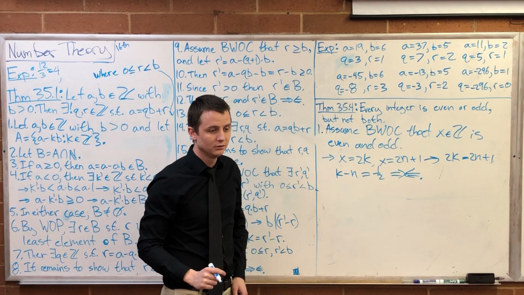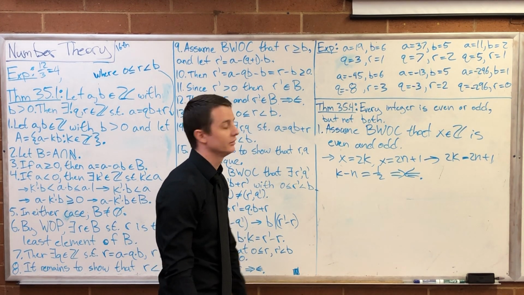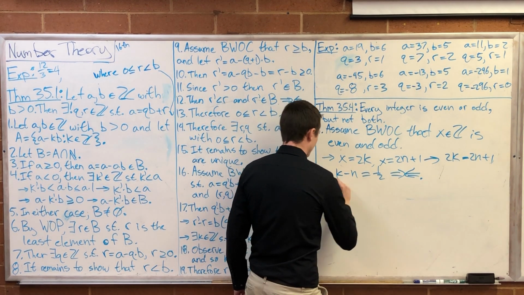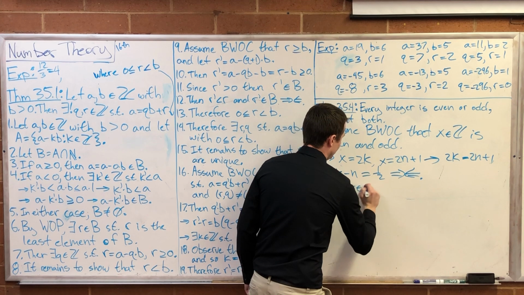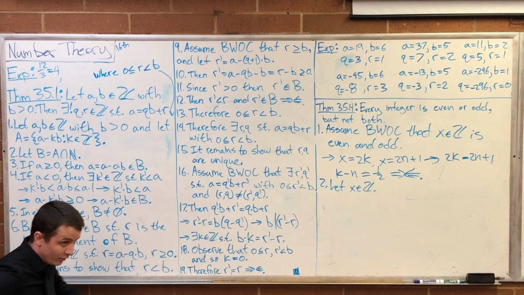You follow the algebra there? Yeah. That's one that we already did. So it can't be both. Now we need to prove every integer is either even or odd. Let x be some integer. Here's one that we're interested in. We need to prove it's even or odd.